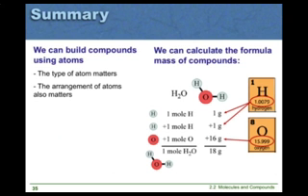Now, in summary, we can build compounds using atoms. And how we do that could be through ionic bonds or covalent bonds. If we do them with ionic bonds, then we have formula units. If I do it with covalent bonds, then I have what are called molecules. And once I know the formula of the molecule, I can use the formula along with the periodic table to determine the formula mass of the compounds.